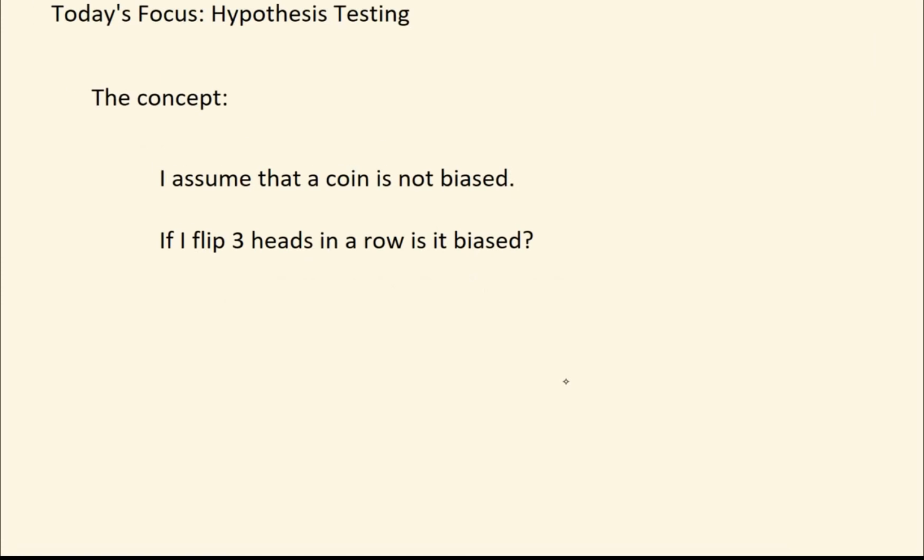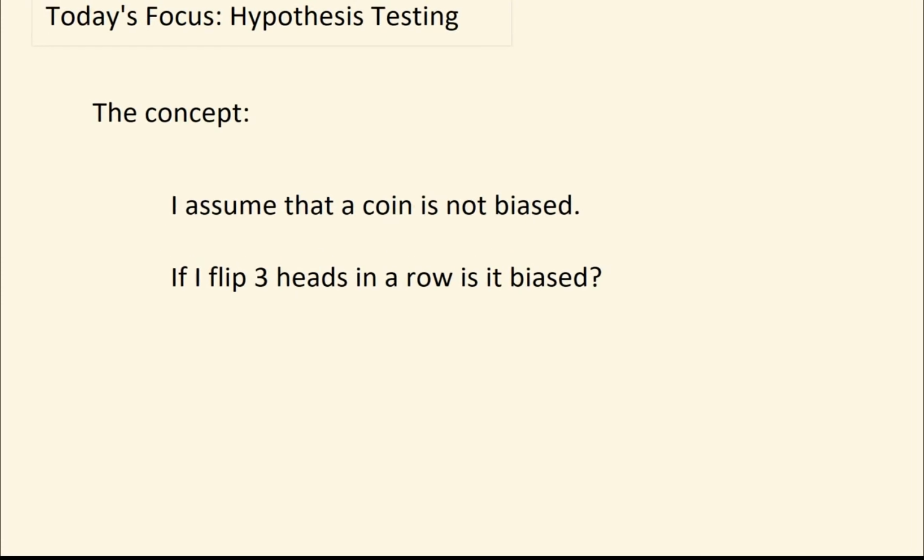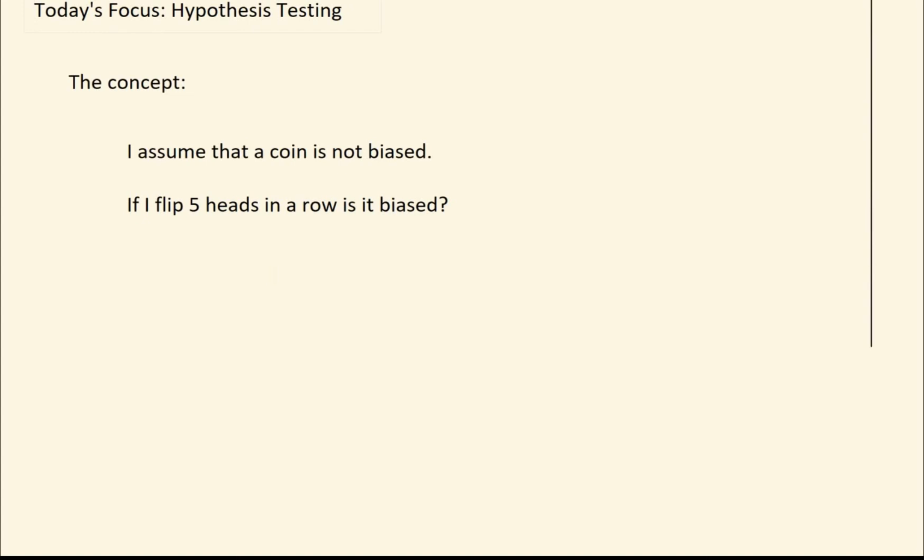We could then change the idea. What if I flip 3 heads in a row? 4 heads in a row? 5 heads in a row? Or 10 heads in a row? At what point do you start to think, hang on now, maybe this coin is biased?